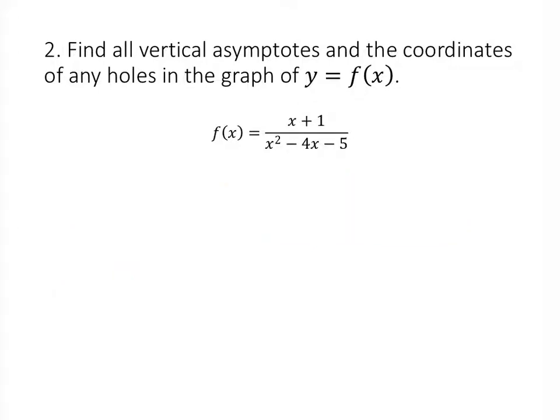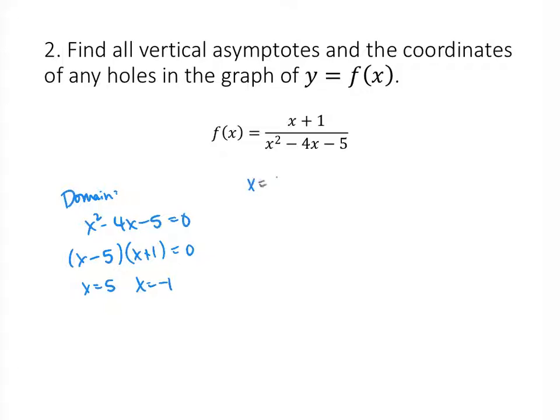So another problem, same idea. Find the domain by setting the bottom of the fraction equal to 0. So we have x squared minus 4x minus 5 equals 0. We can solve that by factoring. So we get x minus 5, x plus 1. That gives us x equals 5 and x equals negative 1. So we're going to test these separately.